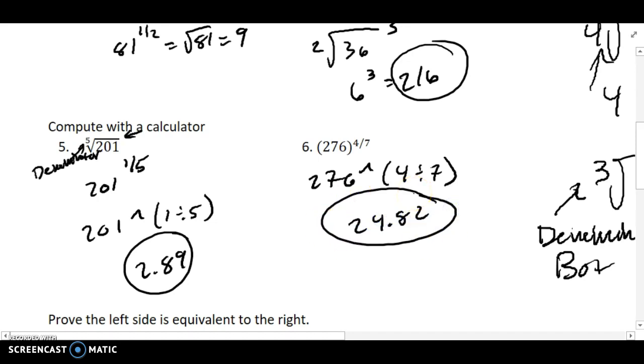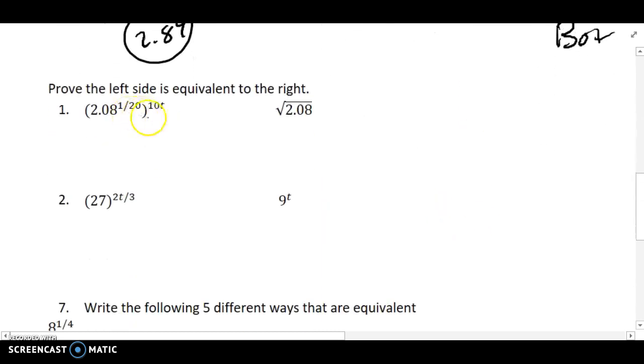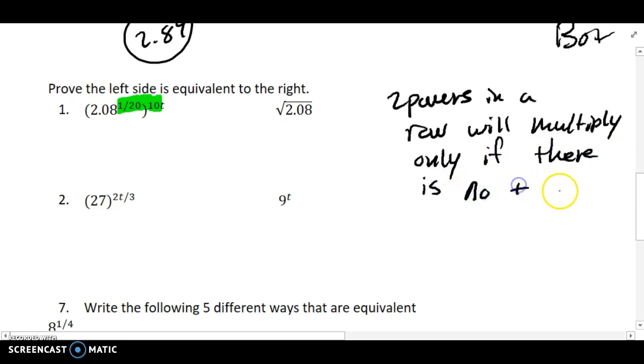And there we go. So we want to prove that the left side is equivalent to the right side. Whenever we have two powers in a row, see how there's two powers here, I'm going to highlight that in green right here. Two powers in a row will multiply only if there are no pluses or minuses, or adding or subtraction, inside the parentheses.